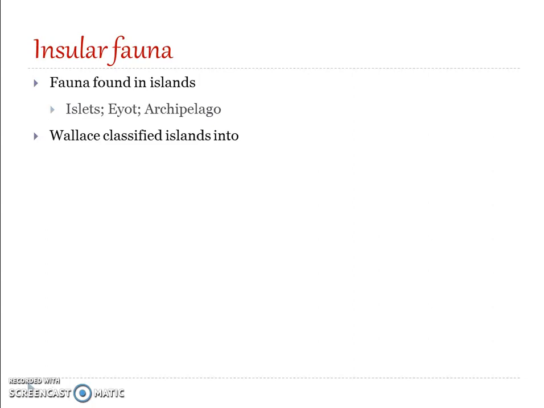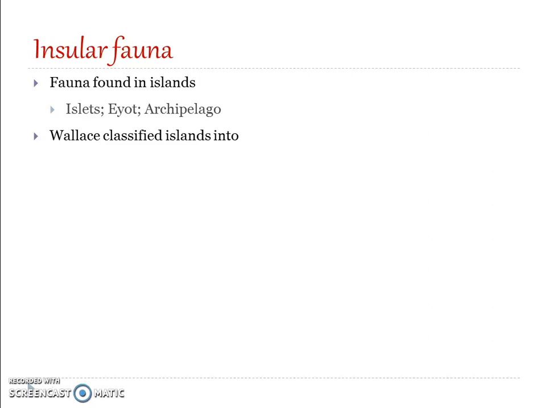Then the third one is archipelago. Archipelago, we have the Indonesian archipelago. It is actually a group of geographically or geologically related islands. It is known as an archipelago. Indonesia is a country, but it is formed of numerous smaller islands.